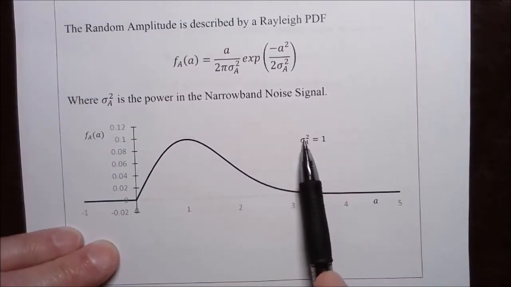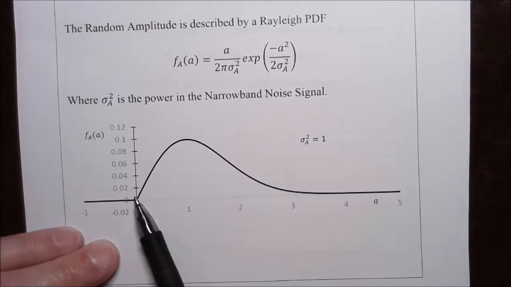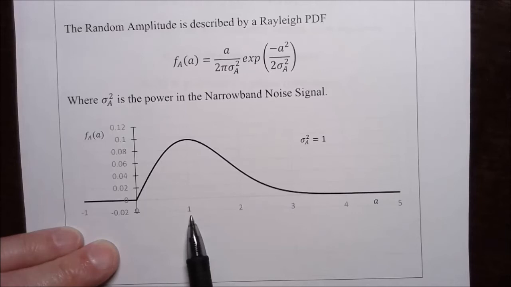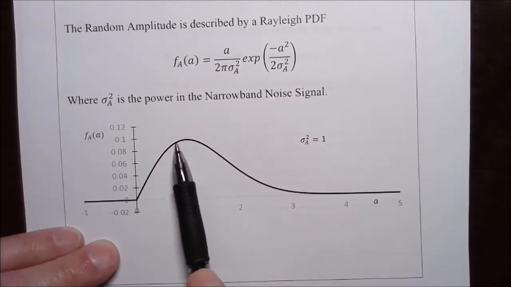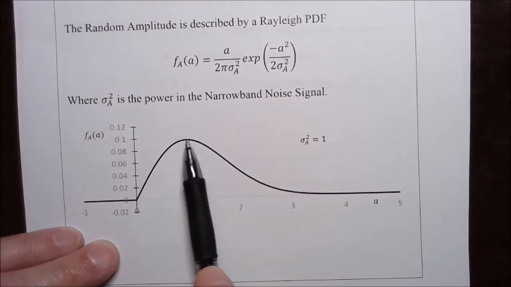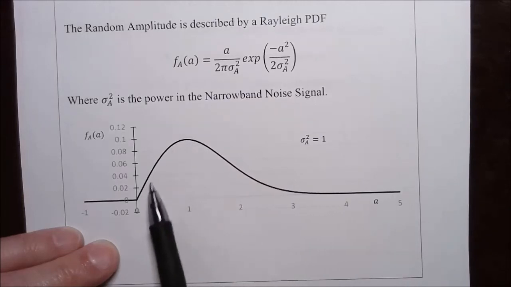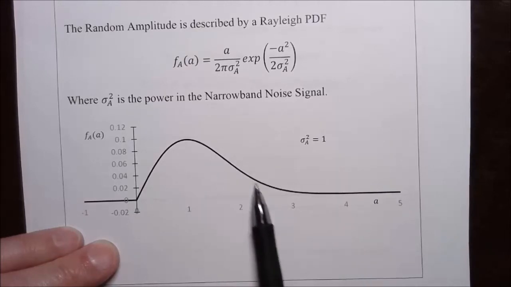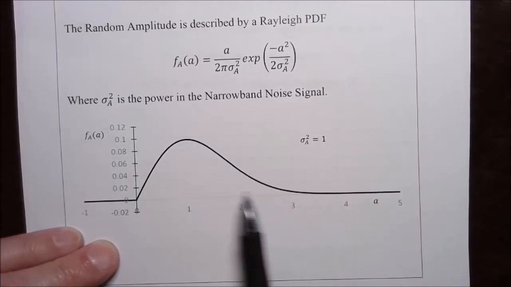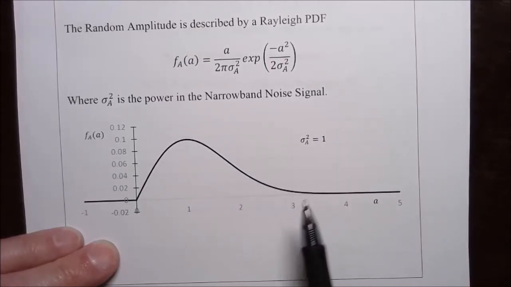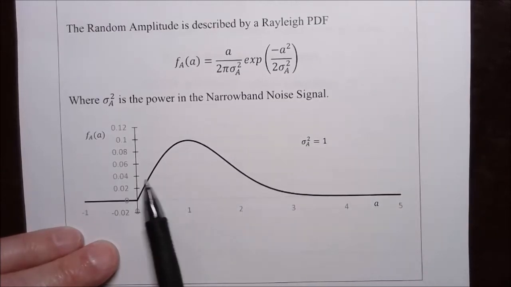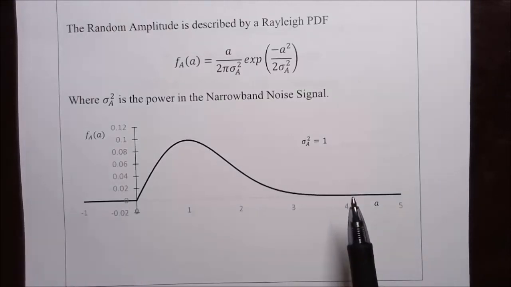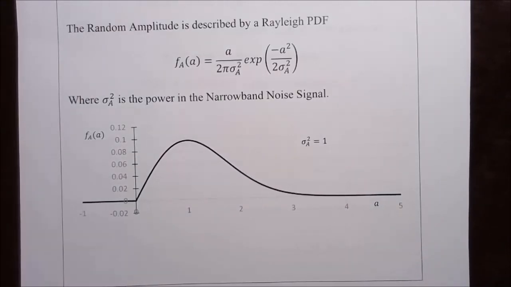This is for sigma A squared equal to 1, and it turns out to have a maximum value at A equals 1. And that's where the most likely value is in this range. It could go all the way down to 0 with vanishing small probability, and it could be somewhat larger than 1, and the probability drops off in that direction as well. But this gives the probability of the value of the amplitude, and it is a random signal.